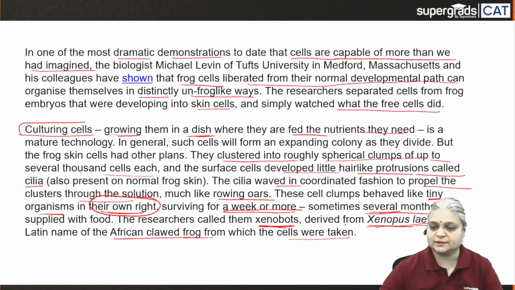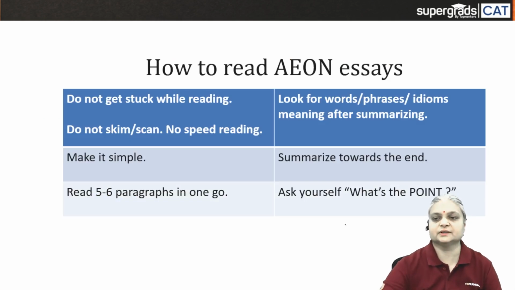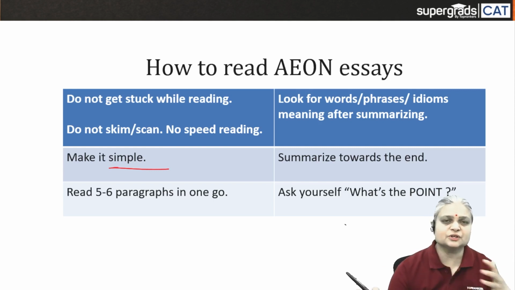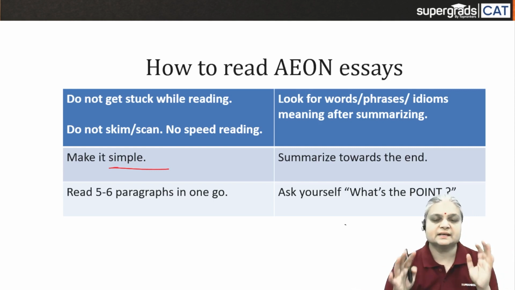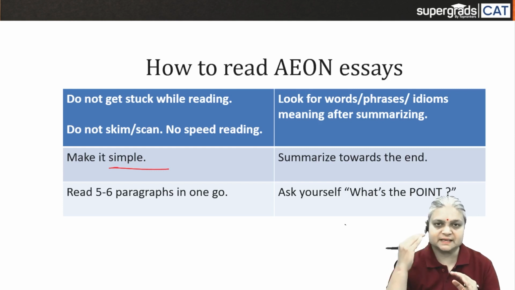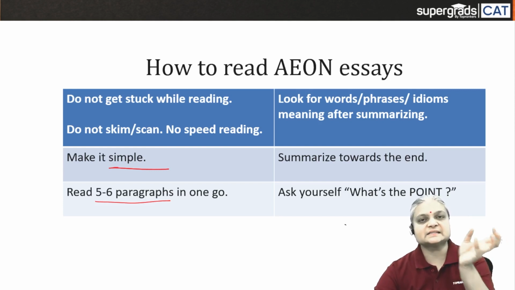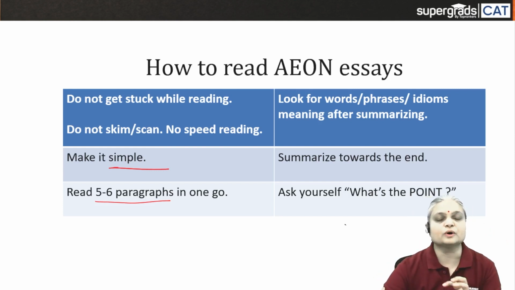Let me bring you back to that brush up of reading. The first thing is you have to make things simpler for you. Do not complicate things by fast reading, skimming and scanning, using all kind of technicalities. Don't do that. Read at your own comfortable pace, the pace in which you speak, and read 5 to 6 paragraphs in one go. Look for words, phrases, jargons only after you have completed your reading, because most of the times the words are explained in the subsequent sentences or words.